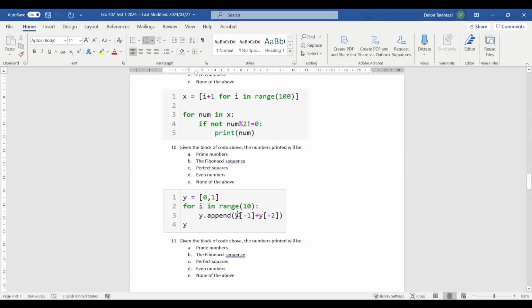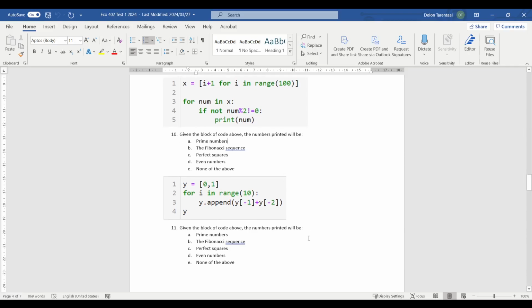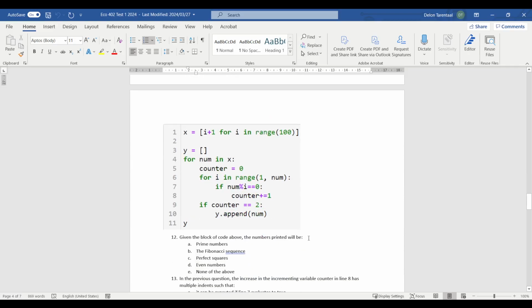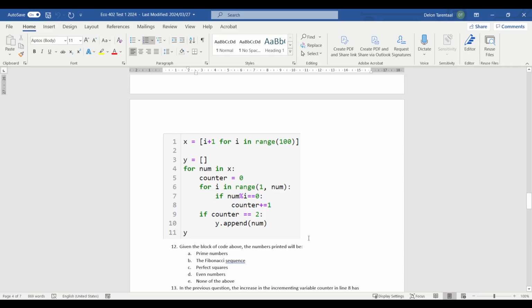Okay, and then for 11, it is Fibonacci sequence, right? Because I'm adding the second last to the last. Now, what about 12?